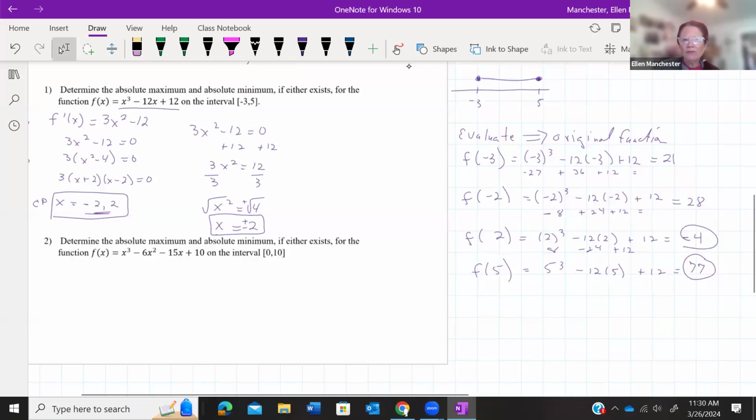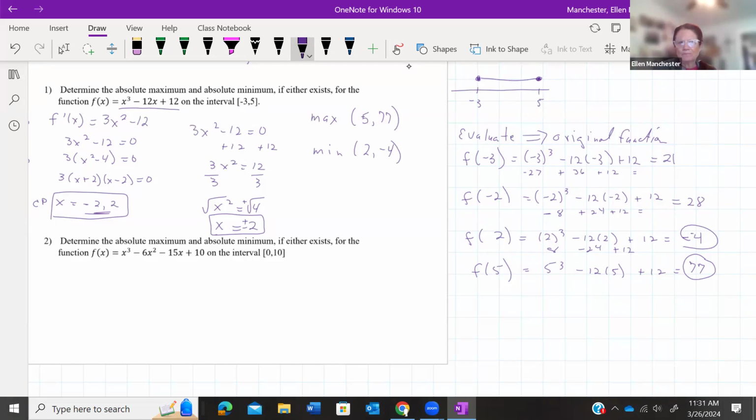Okay, so all we have to do is say our max is at 77 and our minimum is at 2, -4. So you have a maximum at an endpoint and a minimum at a critical point. So again, your maximum and minimum will only happen at either a critical point or an endpoint. Those are the only places that it can actually happen.